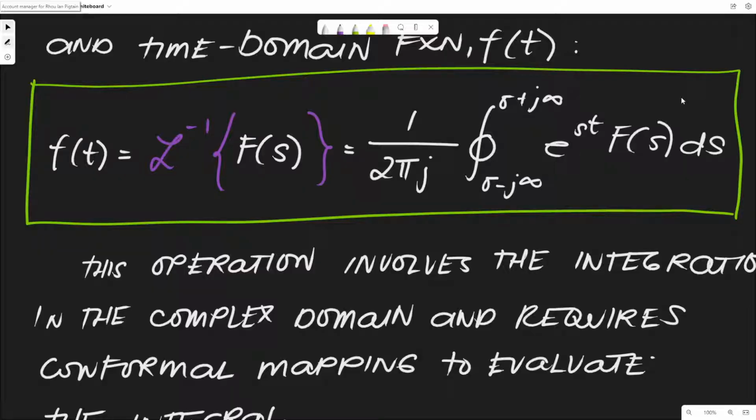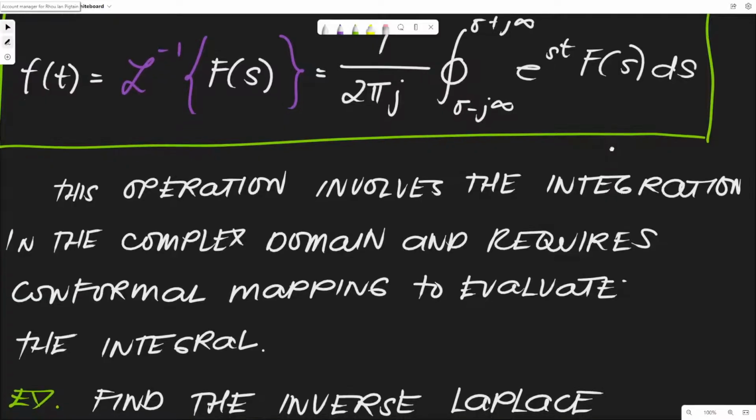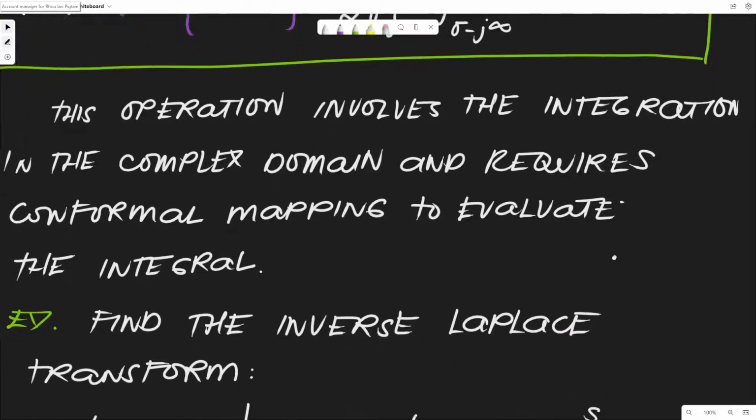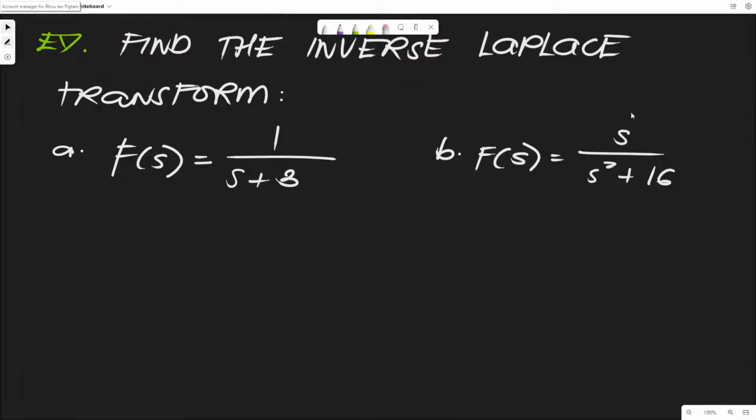Hindi advisable gamitin itong formula na to. Bakit? This operation involves the integration in the complex domain and requires conformal mapping to evaluate the integral. So, hindi siya ganun kadali i-evaluate. Instead, we will just be using the same table, yung Laplace transform table natin, but instead from f of t to F of s, pabaliktad: F of s to f of t. So, format lang.